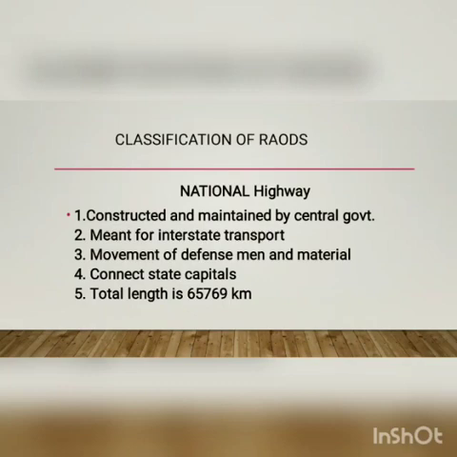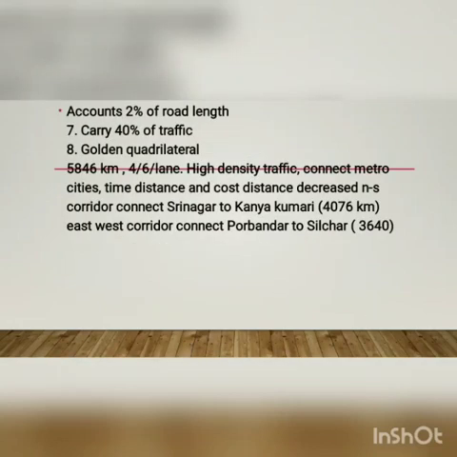Next is classification of roads. First is national highways. National highways are constructed and maintained by the central government. They are meant for inter-state transport and movement of defense men and material. It connects state capitals, and the total length of national highways is 65,769 km. It accounts for 2% of road length and carries 40% of traffic.